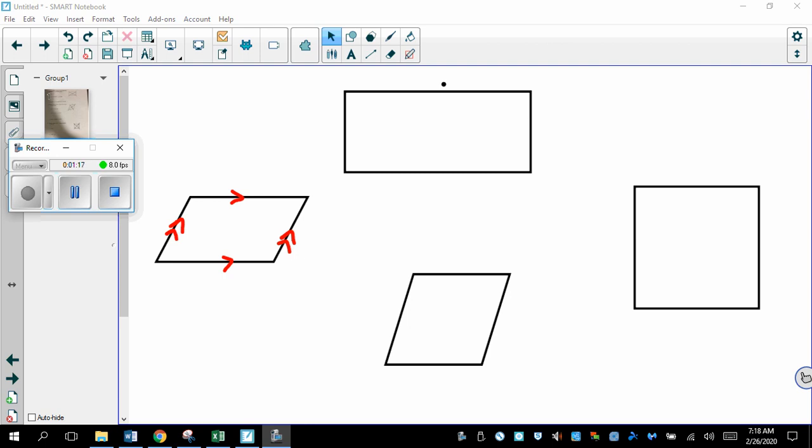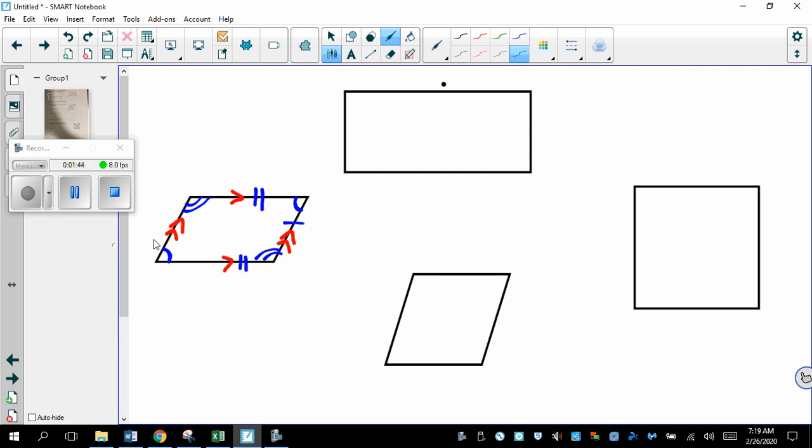There's some other things you need to know too, though, and they're going to be a little bit important. Maybe not right now for what you're doing, but in the future they will be. And the first thing is that your opposite angles are congruent. So these two are the same, and these two are the same. Okay. I could go into how to prove that if you want, but that's maybe for another time. Your opposite sides are congruent. So these two sides are the same, and these two sides are the same.